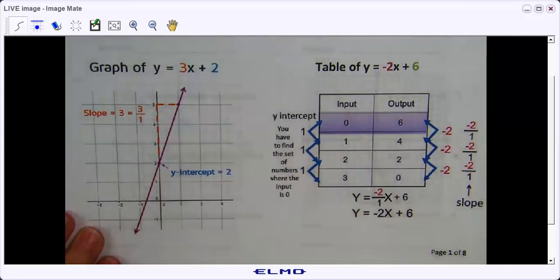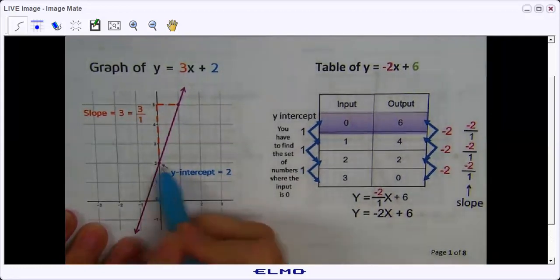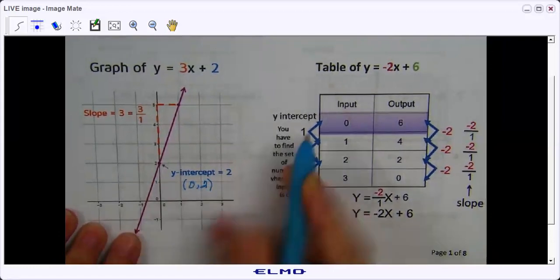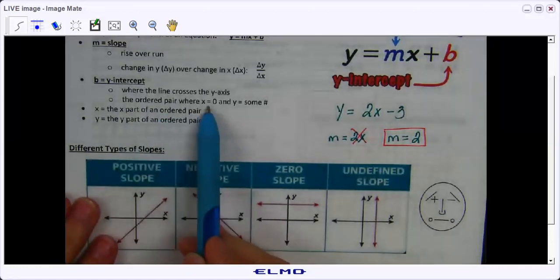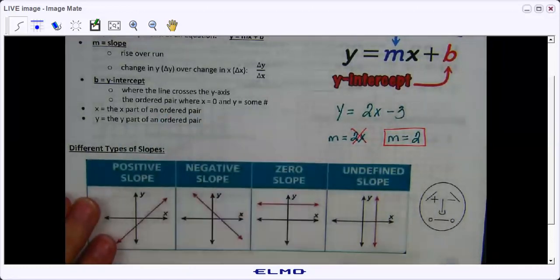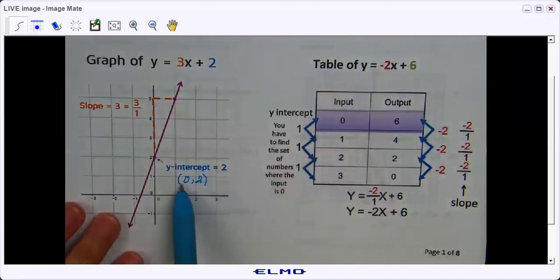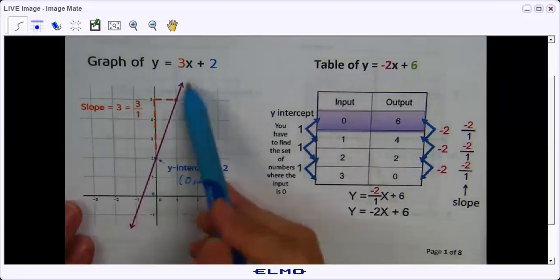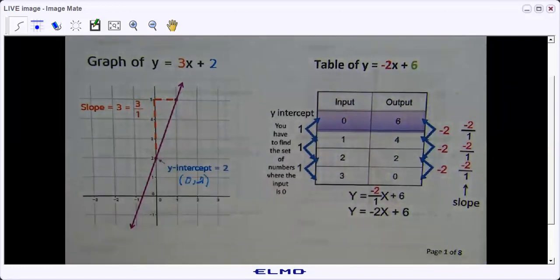That means, if you go back up to the top, it says that's where your line is going to cross your y-axis. And it crosses the y-axis here at (0, 2). Remember, we said that up here, I said the ordered pair is where x is 0 and y is some number. Well, x is 0 and y is 2, and that means that our slope intercept has a 2 at the y-intercept. So y equals 3x plus 2, and that is what this line represents on the graph.